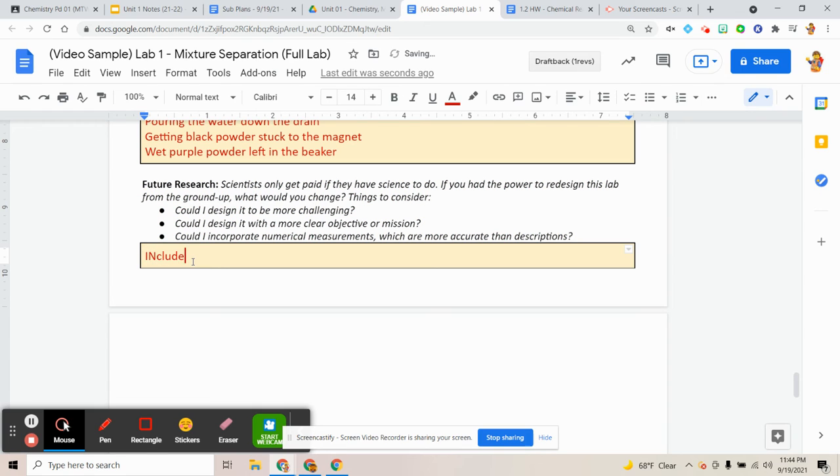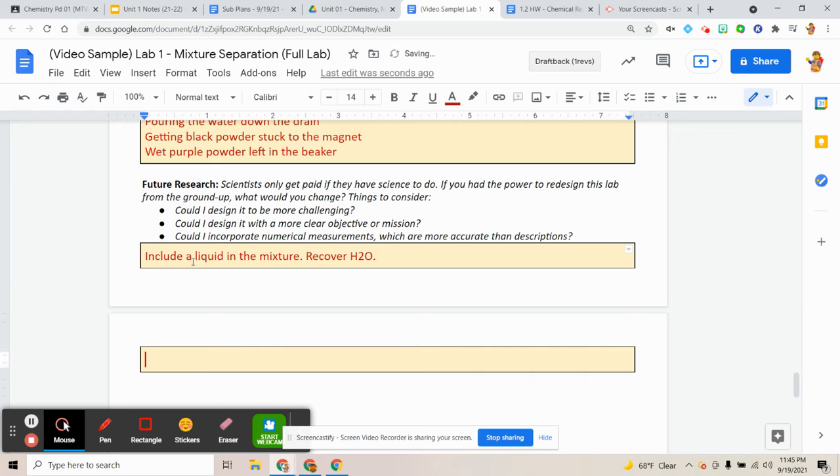Include a liquid in the mixture. For example, maybe you had to recover H2O from this. A lot of people boiled the water away, but what if the water was part of the mixture and you had to recover it? Okay, so include a liquid in the mixture.